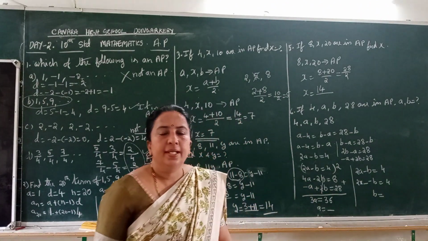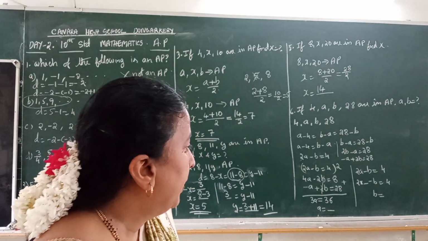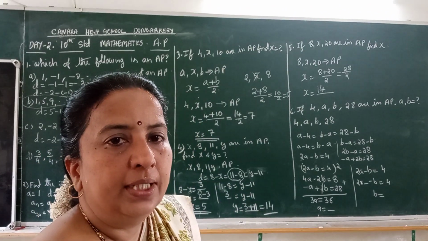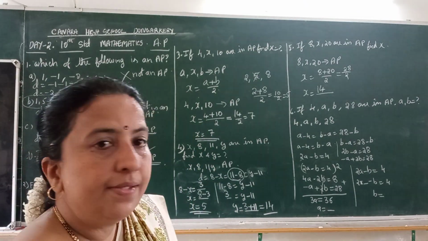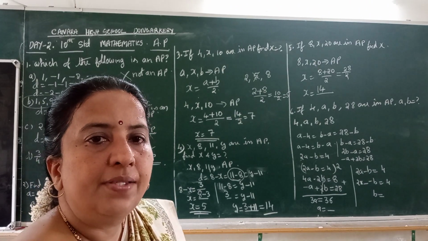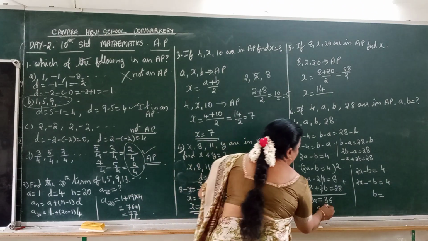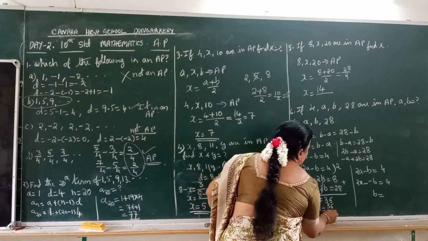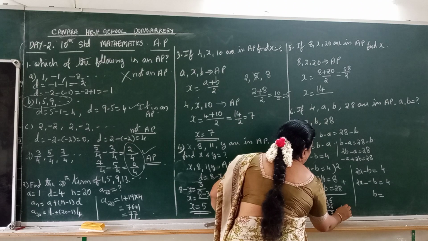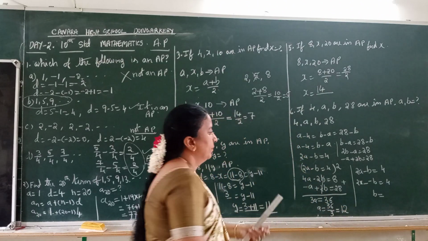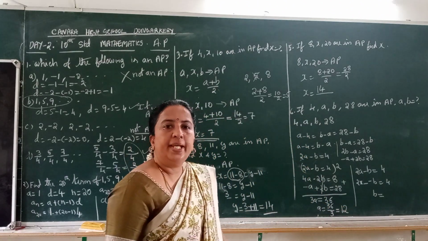4a minus a is how much? 3a. 28 plus 8 is how much? 36. 3a is equal to 36. a is equal to 36 divided by 3. You have to take any one equation.